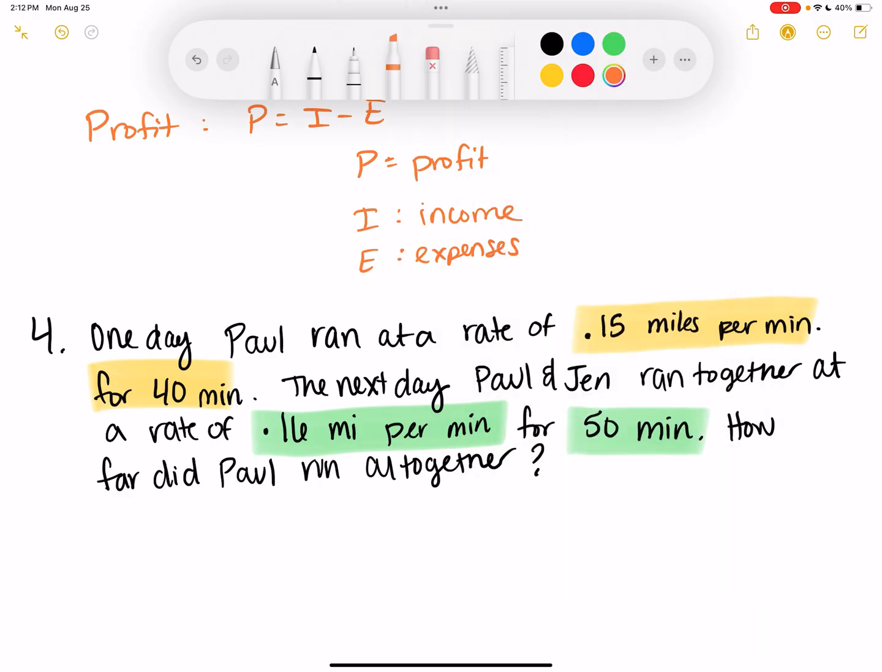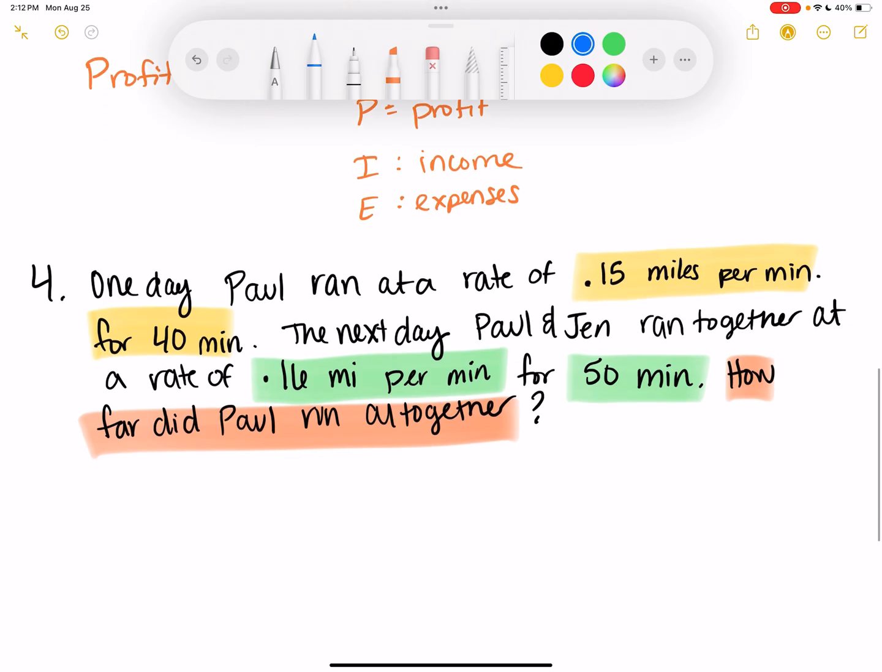Oh. So what are we trying to solve? We're trying to solve how far they went. How far they ran together. So we know the stuff that I highlighted, and then we're trying to solve for the total distance traveled.